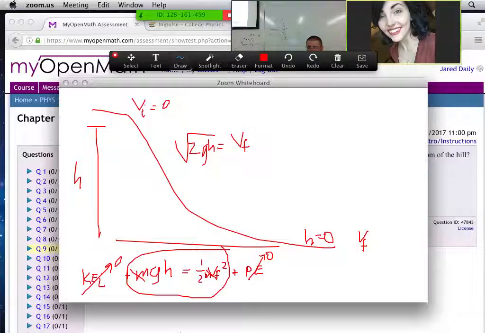Just a half second. Half mv squared is that kinetic energy equation, right? That's correct. Half mv squared is kinetic energy, and mgh is the potential energy. So there's potential energy at the top. The kinetic energy is 0 at the top, and at the bottom there's kinetic energy and the potential energy is 0 at the bottom. Right. Okay, that makes sense.